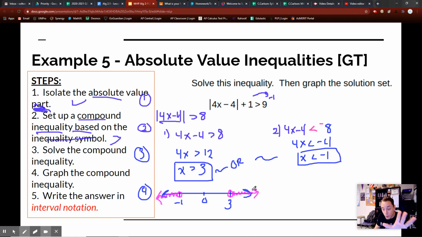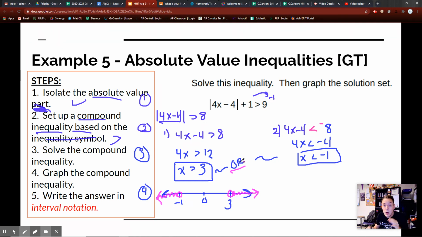So notice how before in the examples we had, they were kind of meshed together. Like we would shade in between for the less than signs. But now for the greater than signs, we actually have them separated here. That's why it means or. It doesn't mean and, combining them together. It means this or that.